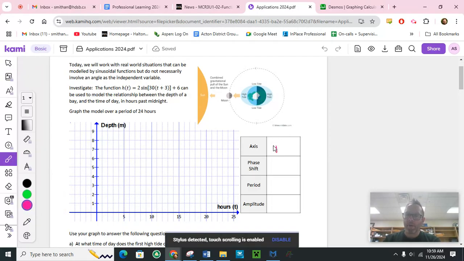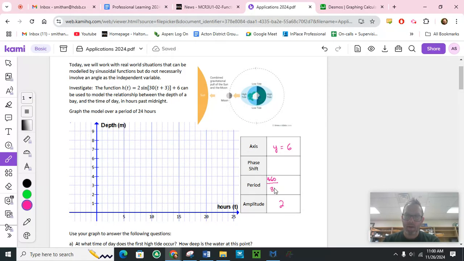I'm going to go through this quickly because we've had a lot of practice graphing at this point. So the axis is 6, the amplitude is 2, the period, I do 360 divided by my value of k, which is 30, gives me 12. And my phase shift is left 3 units because of the plus 3. So let's graph it.